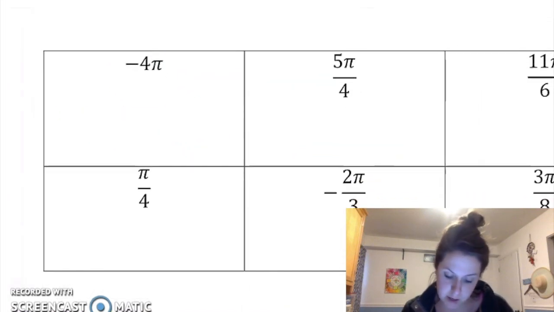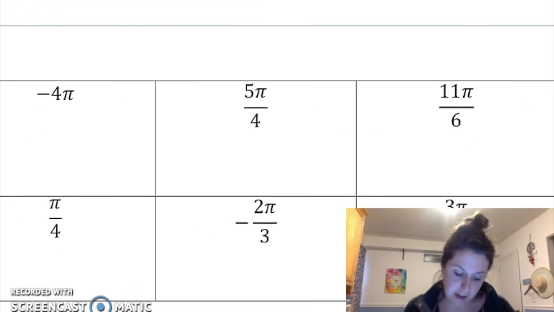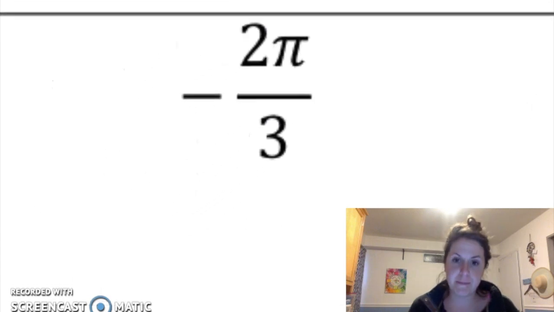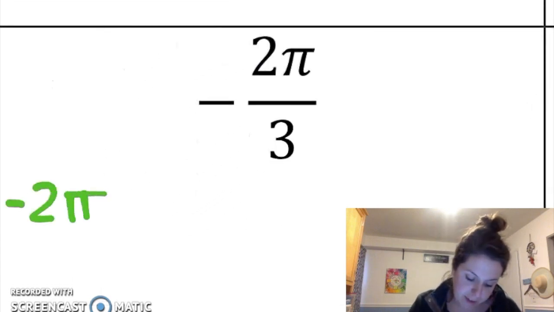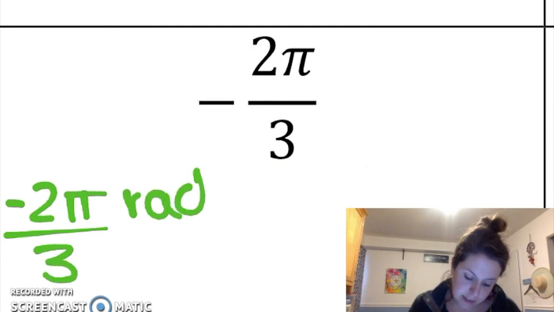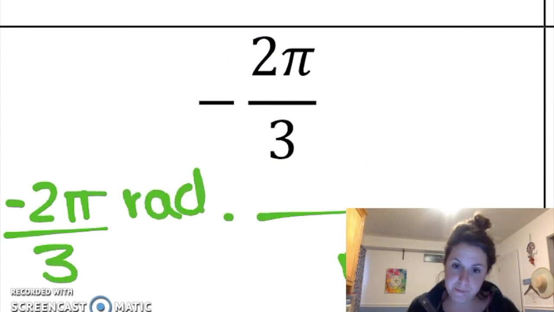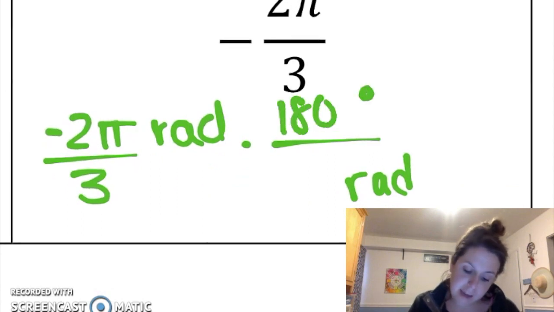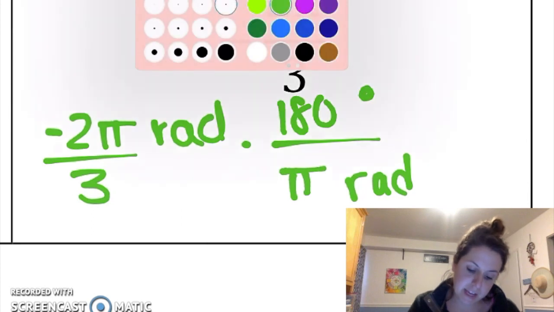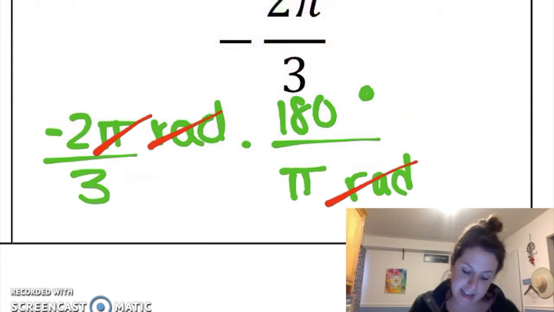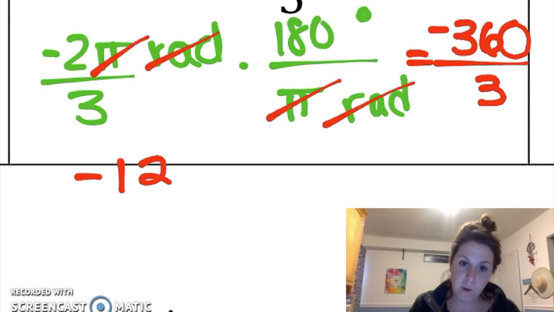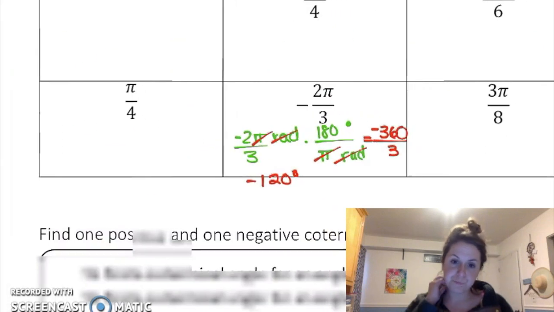Let's do one more. Let's try negative 2 pi over 3. So this is in radians, negative 2 pi over 3. Radians will go on the bottom, degrees will go on the top, and I want 180 on the top, pi on the bottom. So let's see what cancels. Radians cancel, pi cancels. So this is negative 360 over 3, and so that is negative 120 degrees.